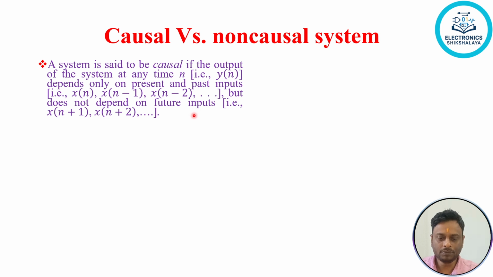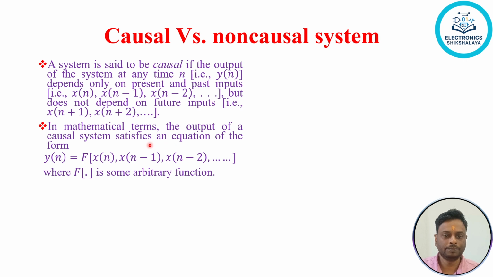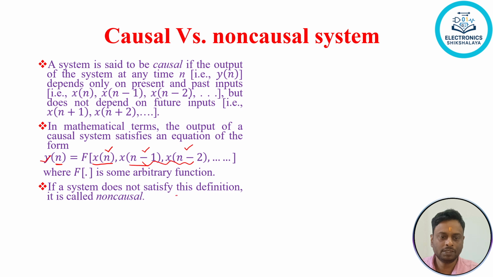Okay. For example, in mathematical terms, the output of a causal system is a function of x of n, which is the present value of the input, and x of n minus 1, which are the past values of the inputs. So this is y of n. If the output of a system depends upon the present and the past values of the inputs, then it is called the causal system. If the system does not satisfy this condition, it is called the non-causal system.